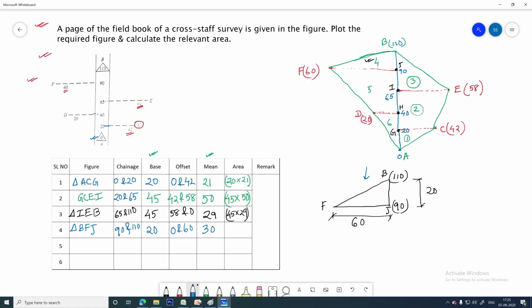Now you need to multiply these two, base and mean. So 30 into 20, very simple, 600. So now last two remaining portions, that means 5 and 6. Let us determine these two.